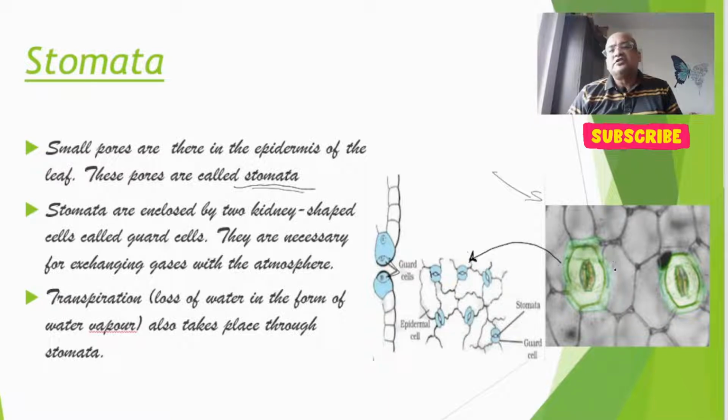Here you see the structure. These are the guard cells. The guard cells allow the exchange of gases. Also, you see the process of transpiration. Transpiration is the loss of water from the leaves in the form of water vapor, which also takes place through stomata. So stomata is a very important structure in the leaves.